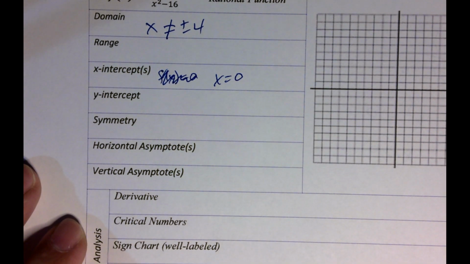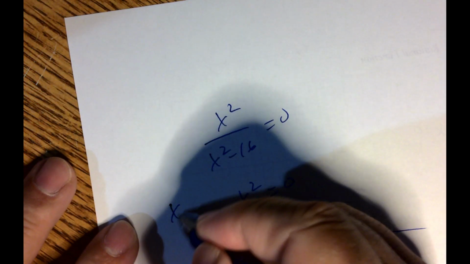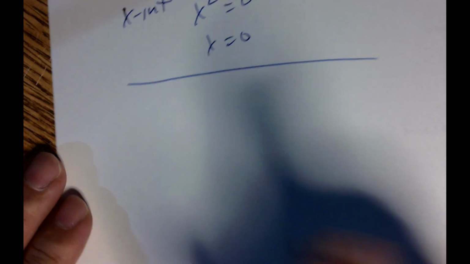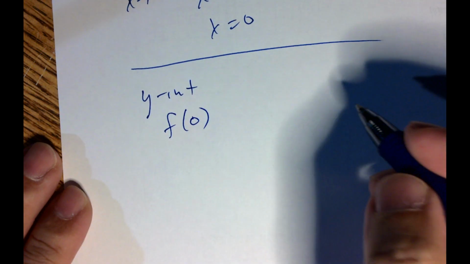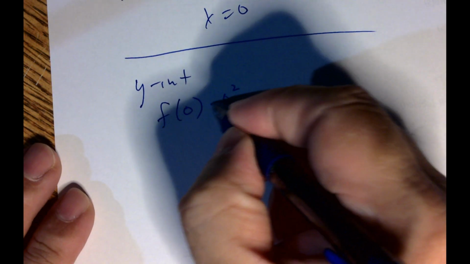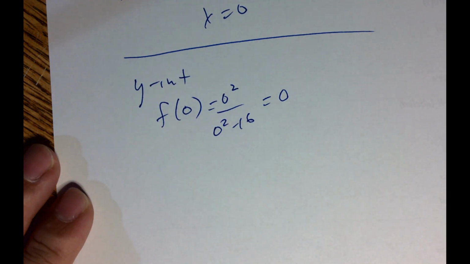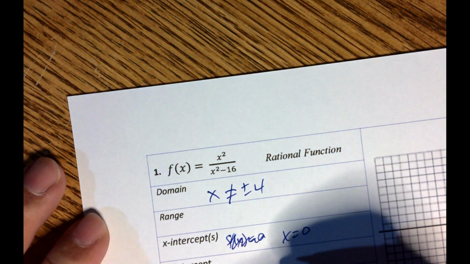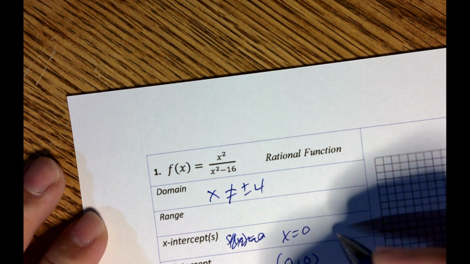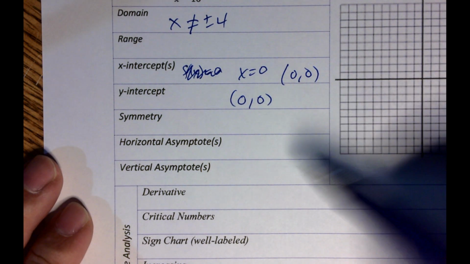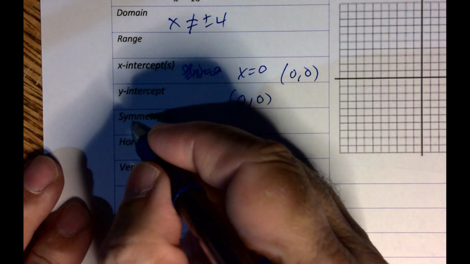Now what's the y-intercept? So this was x-intercept over here, when we set the function equal to 0, and when we get the y-intercept, all we're going to do is find what is f of 0. f of 0 would be 0 squared over 0 squared minus 16, which is just 0. So that's the y-intercept. So it turns out the x-intercept and the y-intercept are the same, so it's 0, 0. You can put the ordered pair here, 0, 0. Symmetry, like I said, I don't really care.